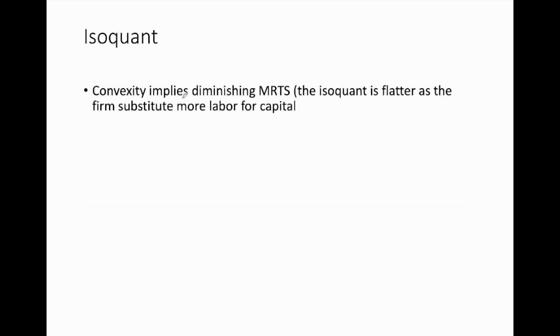Convexity of the isoquant implies the law of diminishing marginal rate of technical substitution. In other words, the isoquant is flatter as firms substitute more labor for capital. That's why the shape of the isoquant is first steep and then gets flatter as we move from point X to point Y, as indicated in the diagram earlier. So that's about isoquants, their properties, and how we derive the slope of an isoquant.